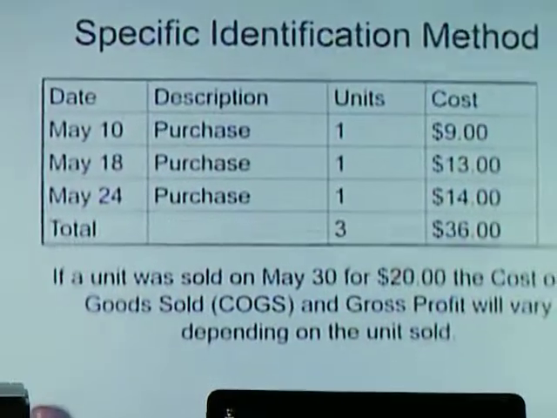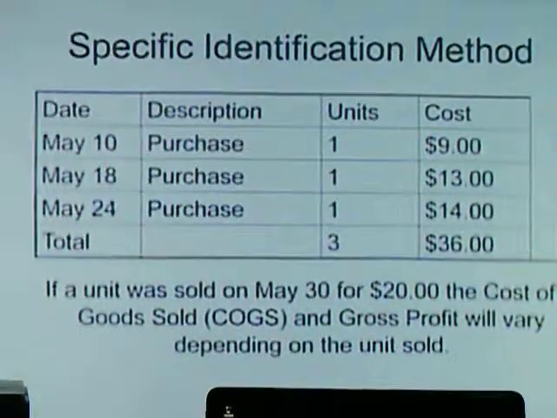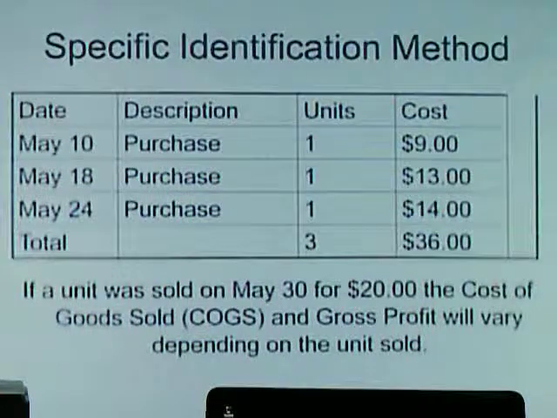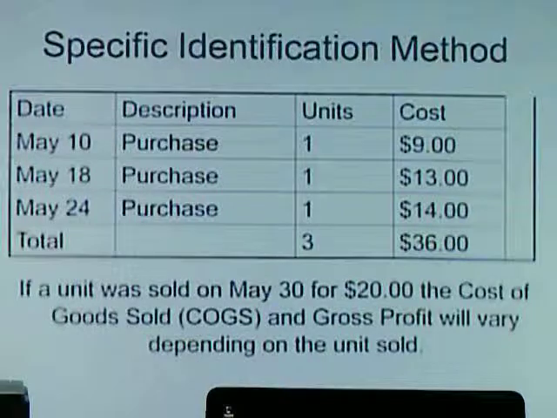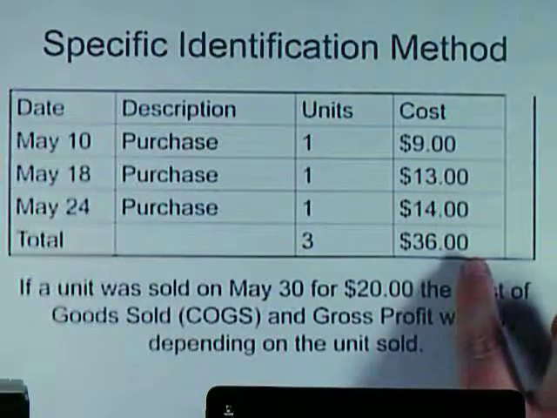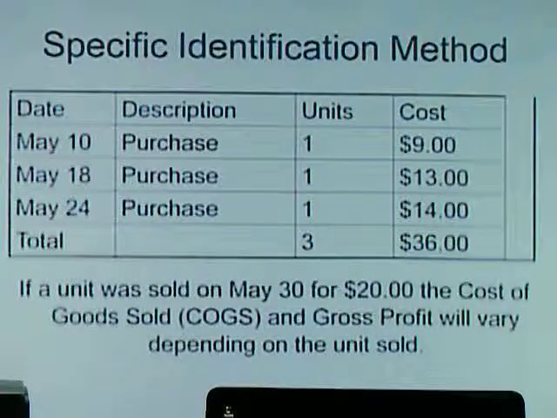So let's take a look at the specific identification method, since that one happens to be one of the easier ones to determine. So we've got the specific identification method here, and I'll straighten this up so everybody can see this. What we're looking at is a May 10th purchase, 1 unit for $9, a May 18th purchase for 1 unit at $13, a May 24th purchase of 1 unit at $14. We have a total of 3 units in inventory that have a total cost of $36. If a unit was sold on May 30th for $20, the cost of goods sold and gross profit will vary depending on the unit that was actually sold.